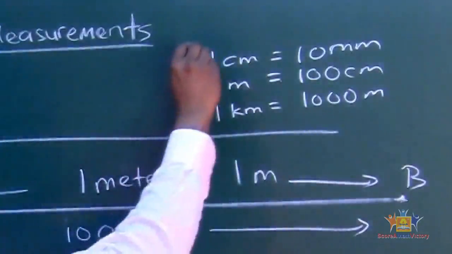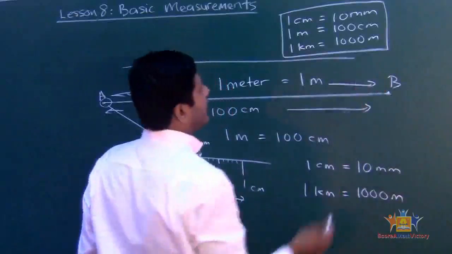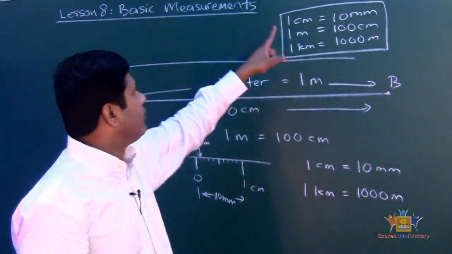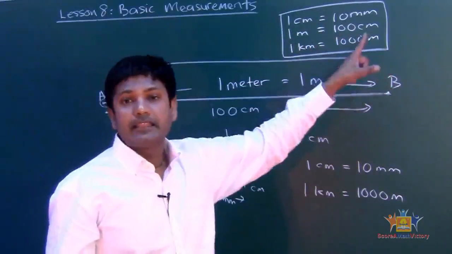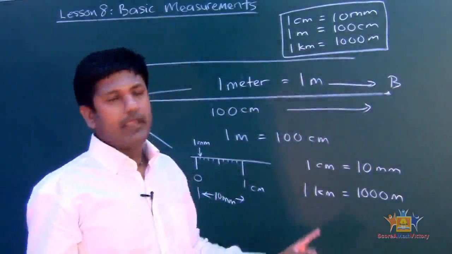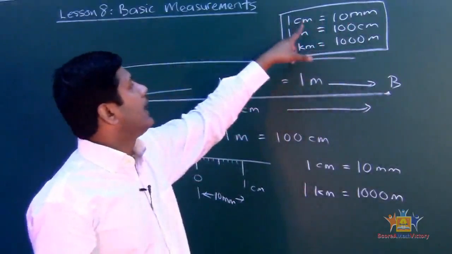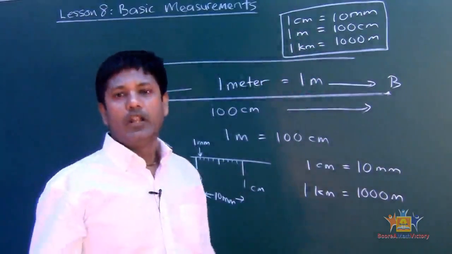This is what you need to know. You need to memorize it. There's no shortcuts to that. You need to know 1 centimeter equals 10 millimeters, 1 meter equals 100 centimeters, and 1 kilometer equals 1,000 meters. So always remember, millimeter is the smallest, then centimeter is next, then meter is next, and the kilometer is the longest.